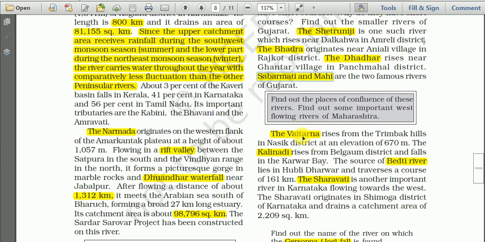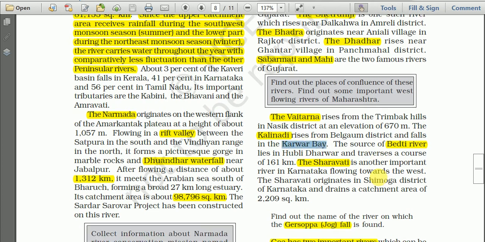Then the Baitarna rises from the Trimbak Hills in Nasik district at an elevation of 670 meters. The Kali Nadi rises from Belgaum district and falls in the Karwar Bay. The source of the Tadri River lies in Hubli Dharwar, and it traverses a course of 161 kilometers.